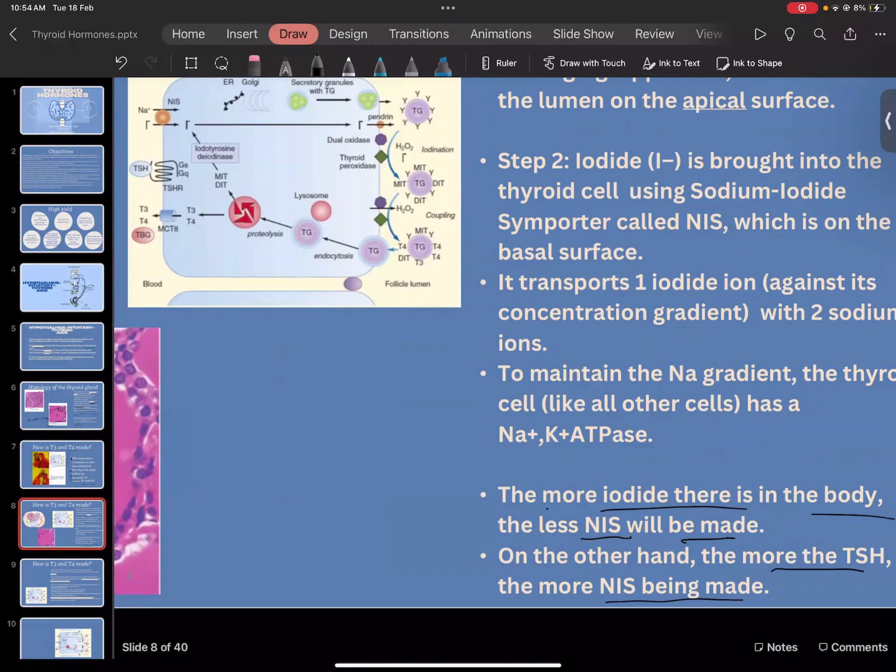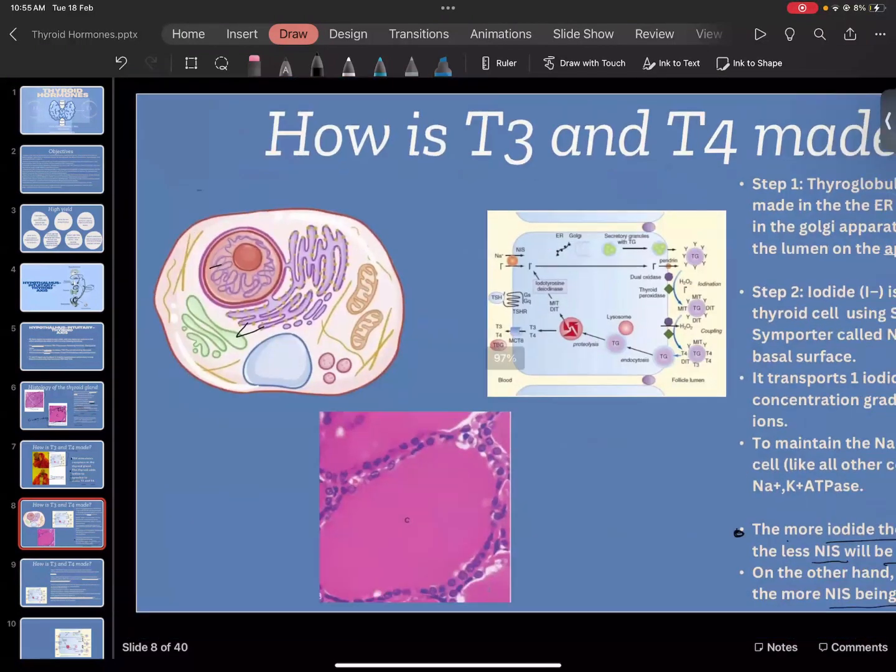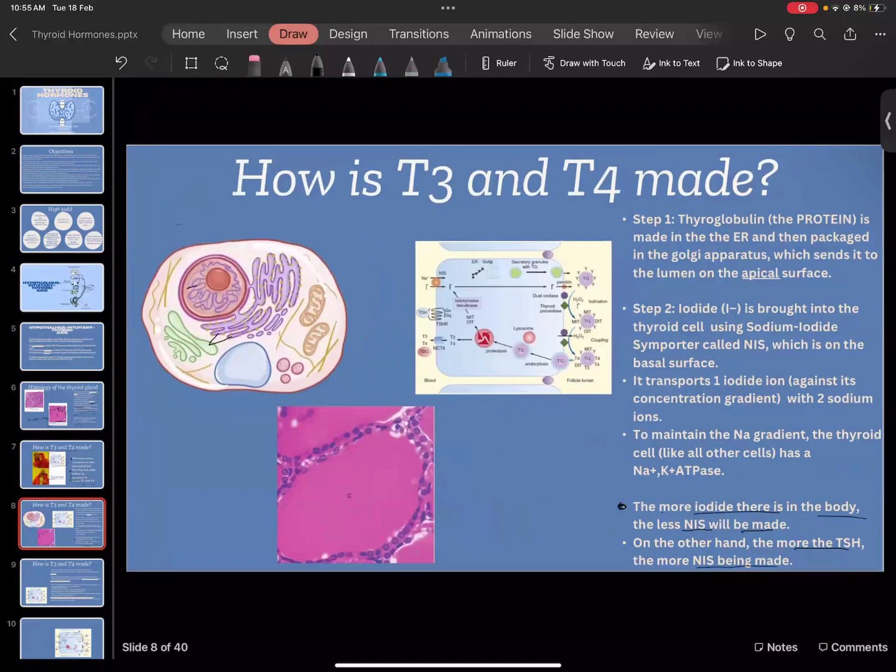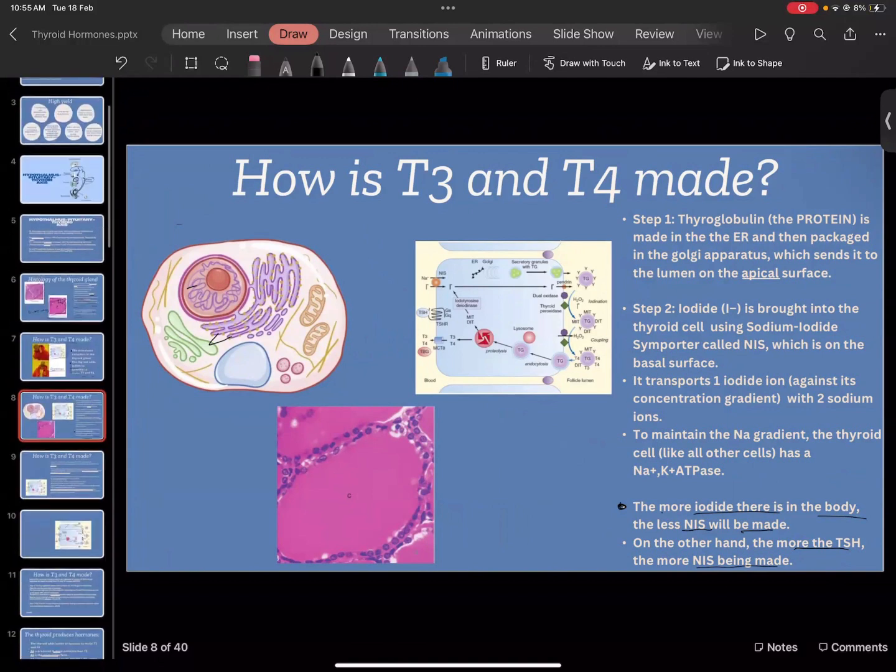This part, the more iodide there is in the body, the less NIS will be made, also makes sense, because if you have too much iodide in the body, sometimes the body's like, okay, maybe that's too much. Maybe we have to find a way to not take it in so that nothing happens to the body. That's why when there's more iodide, it tells the cells that they should decrease the amount of NIS transporter that they make.